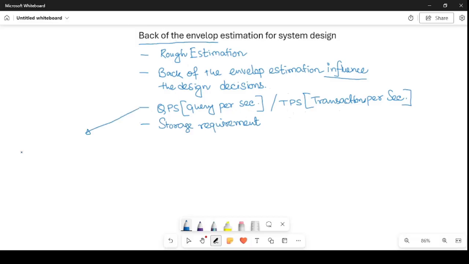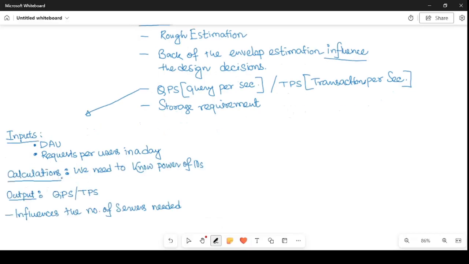In order to calculate QPS, we need the following information. If we know the daily active users of my system and the requests per user in a day, we can calculate QPS or TPS. In order to calculate QPS or TPS, we should know the power of tens. What is this? I will explain it in detail. We will see how we can perform the calculations to evaluate QPS or TPS of any system if we know the daily active users and requests per user in a day.